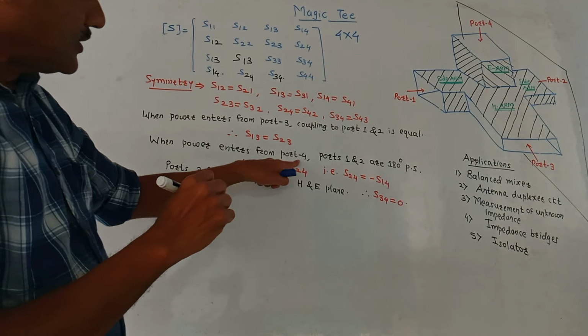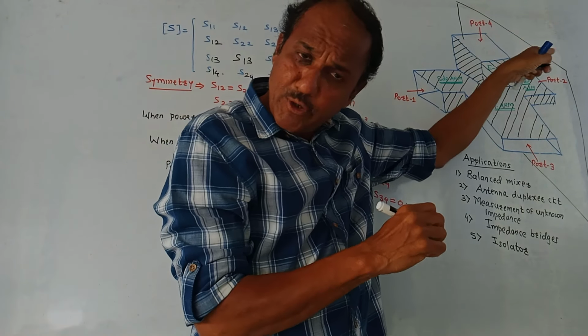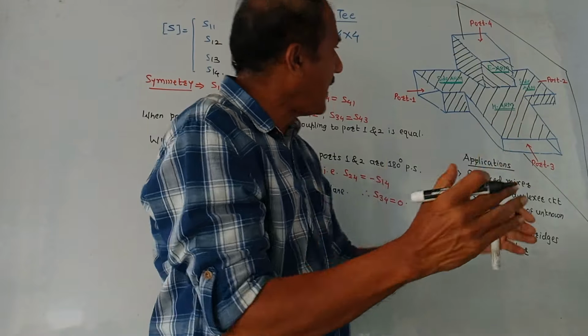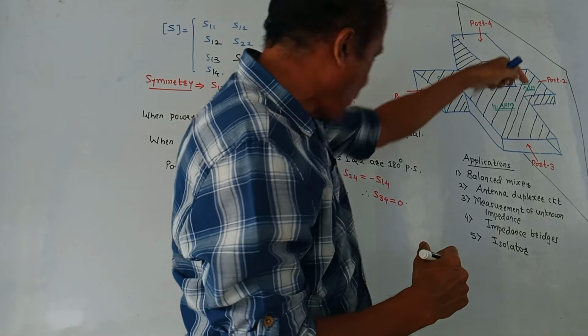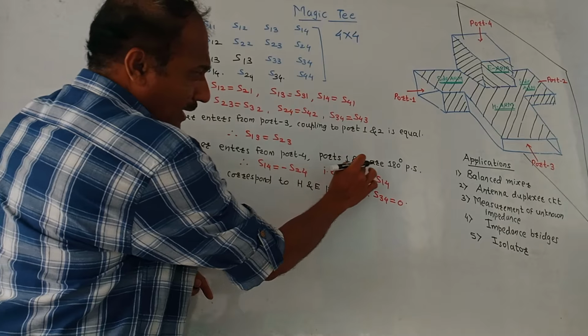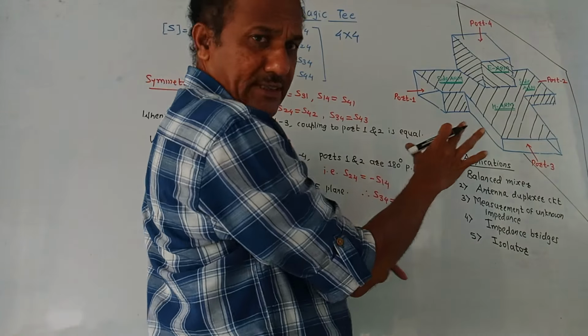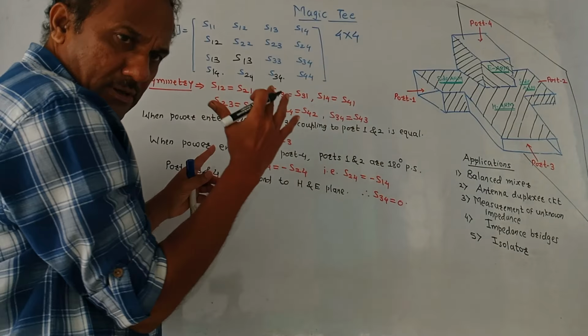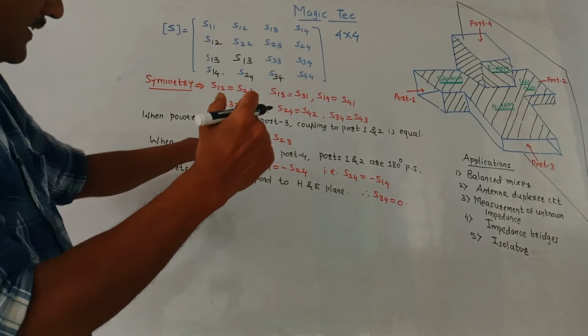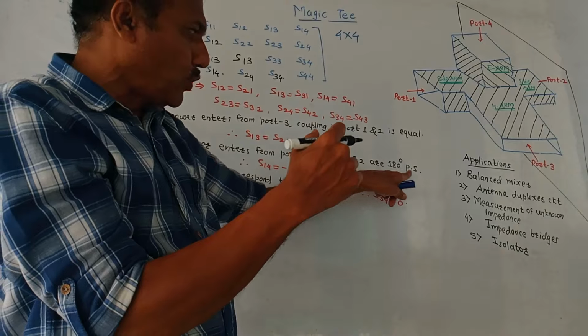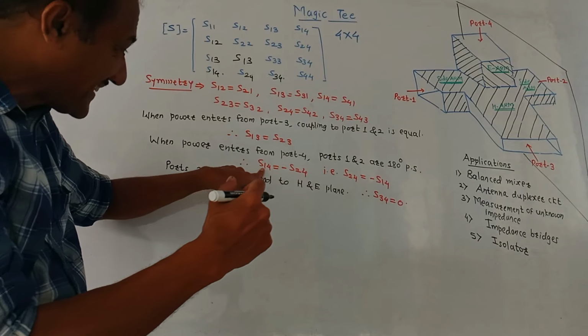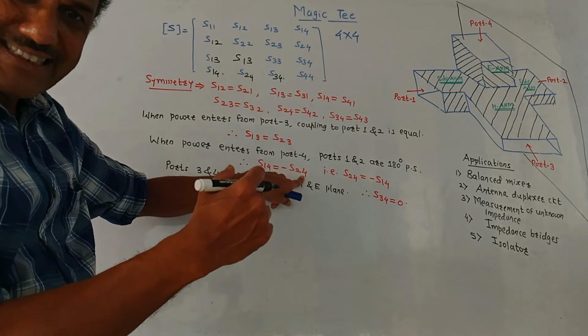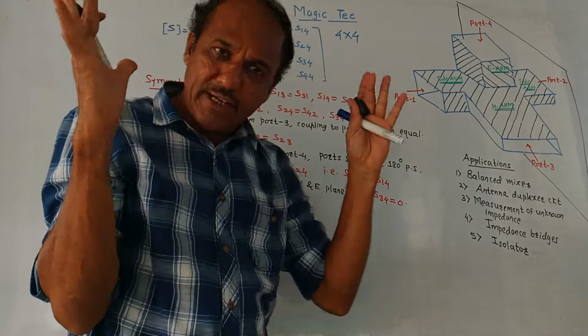Then when power enters from port 4, again the same logic. Port 4 is related to E arm. So when power enters from port 4, port 1 and port 2 are 180 degree phase shifted. We discussed it. So in case of E plane T, when power enters from port 4, port 1 and port 2 are 180-degree phase shift. That means S14 is equal to minus S24. Again, remember it like this.